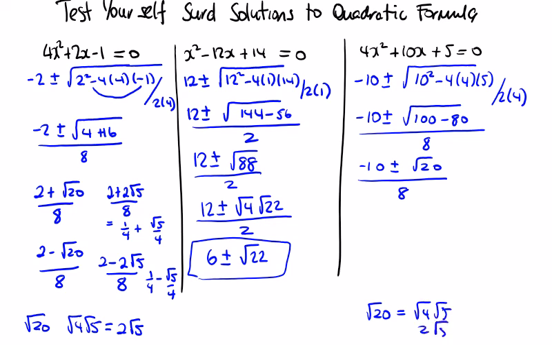So 2 root 5s. So we have minus 10 plus or minus 2 root 5 over 8, which is minus 10 over 8 or minus 5 over 4 plus or minus 1 over 4 or 2 over 8 root 5, or 1 over 4 root 5, or just root 5 over 4.